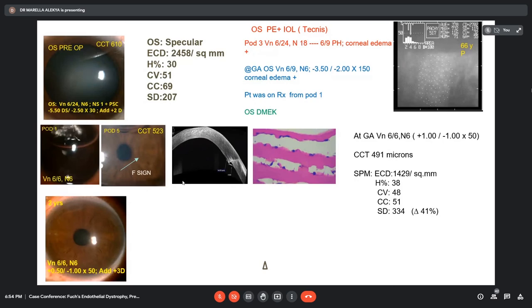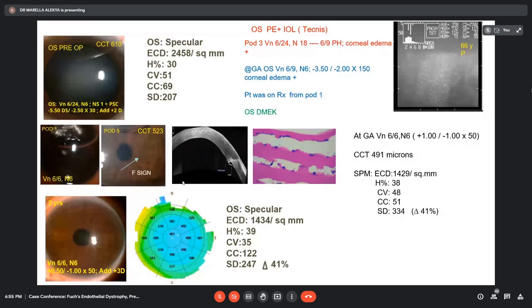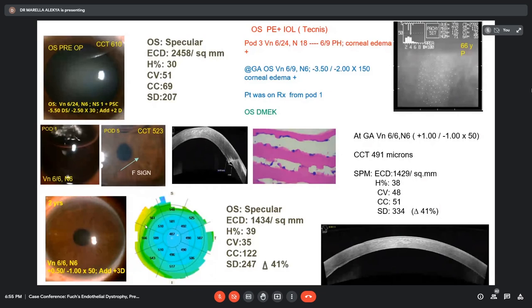After 2 years, vision is 6/6 N6 with minus 1 diopter cylinder. Central corneal thickness is 487 microns. Specular counts are 1,434 cells per square mm, 39% hexagonality, CV is 35. Totally, from pre-op to post-op, there is a loss of 41% of endothelial cells. OCT showed a fully attached graft. Just a second here.